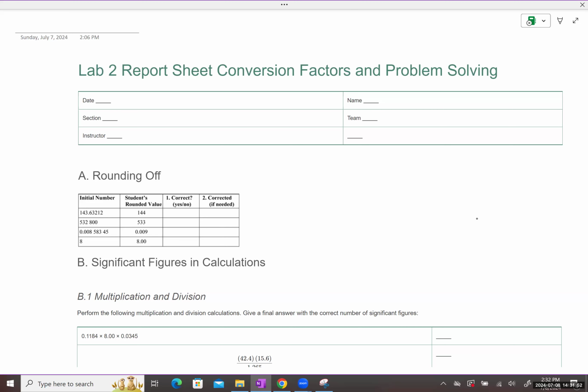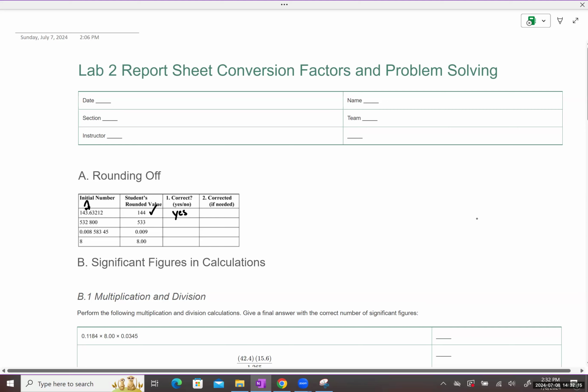So in this case, the initial number, 143.63212. So our third significant digit would be this 3. If we're rounding, we look one space to the right. Because 6 is greater than or equal to 5, we round up to 144. This looks correct. I'm going to put a yes.